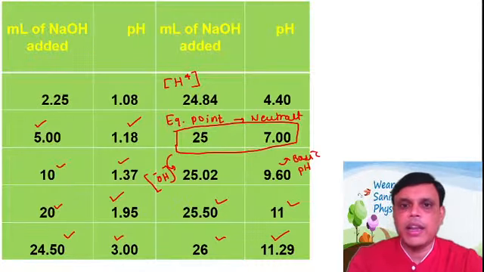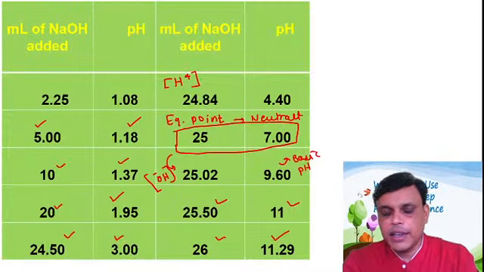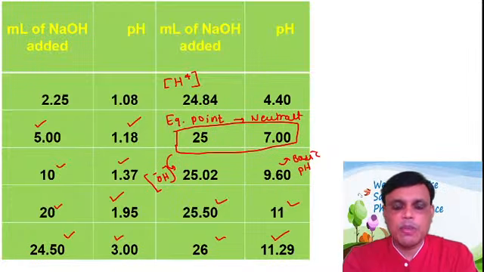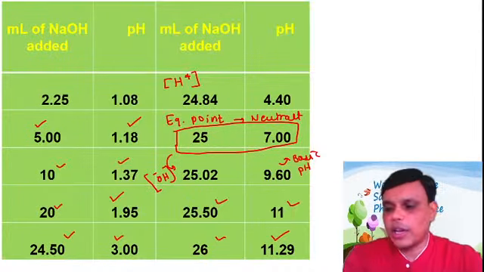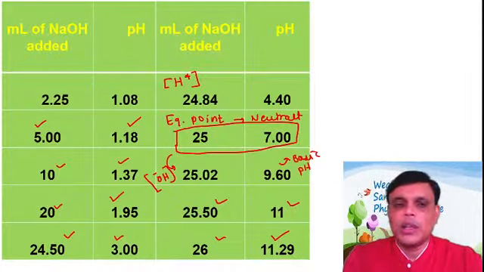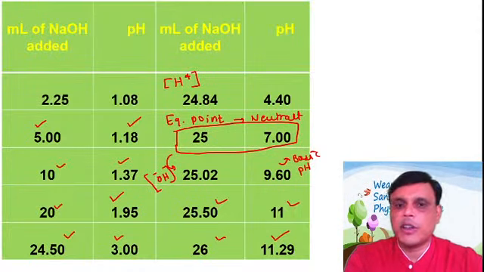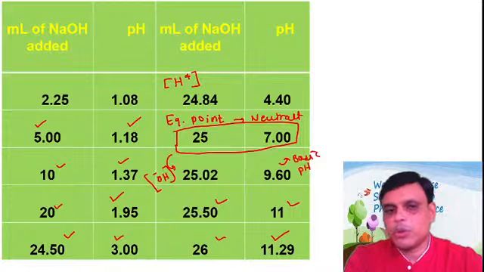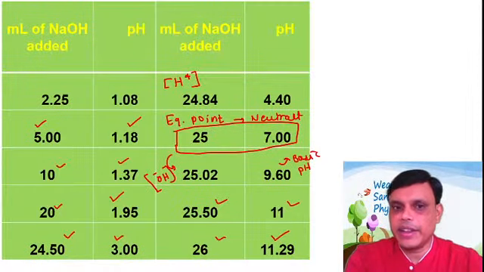pH. You can calculate the pH at any instant. You can calculate it experimentally just by measuring the pH by using a pH meter instrument, or you can also calculate it theoretically. To calculate theoretically, you should know the millimoles, or you should know the concentration of H plus ion, that is before the equivalence point. After the equivalence point, you should know the concentration of OH minus ions. This is the principle behind it.